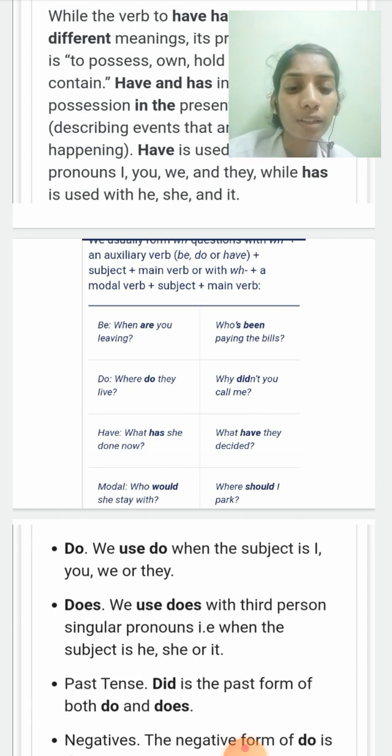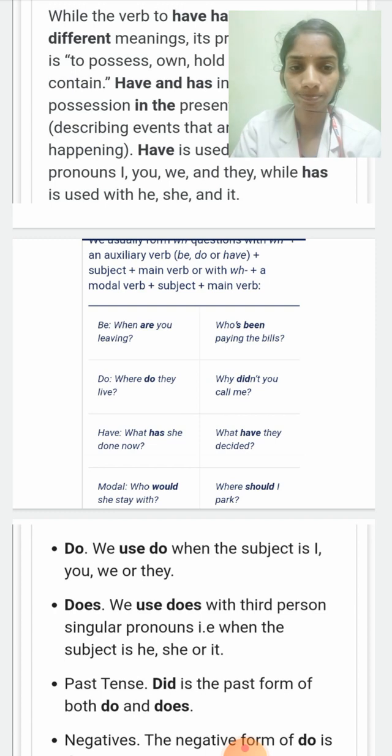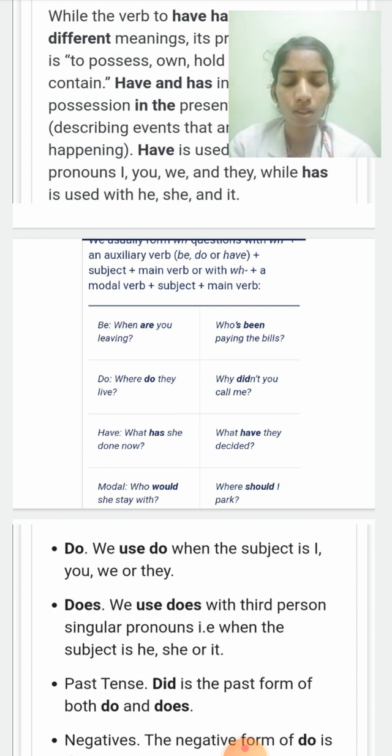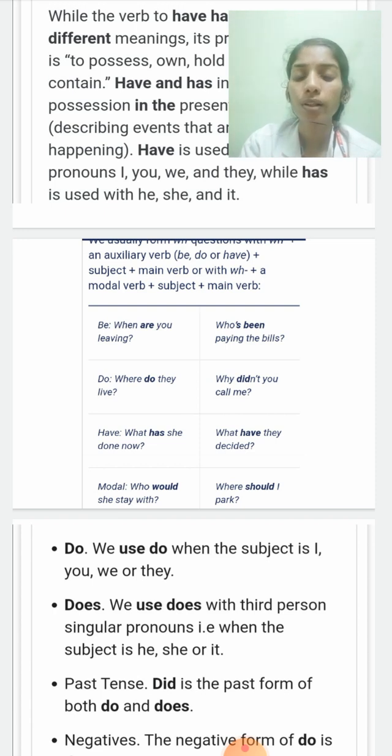So here you can see: who would she stay with, where would refers to the modal verb. Where should I park, so should refers to the modal verb. So when is the WH question here, are is the auxiliary verb here, you is the subject here, and leaving is the main verb here.